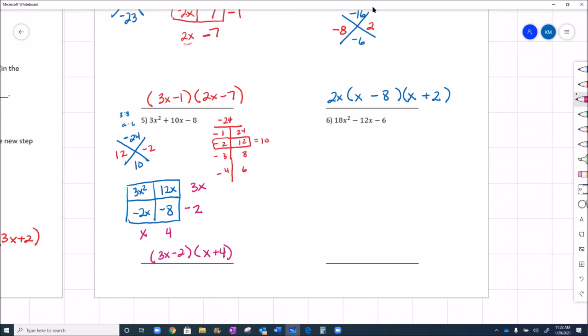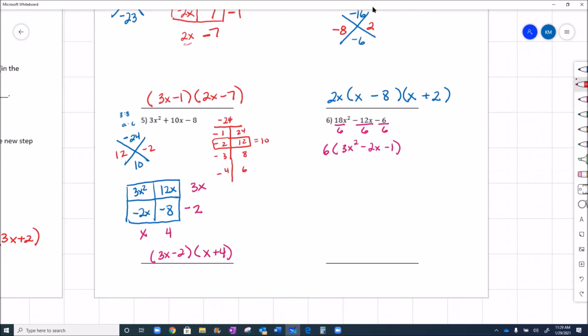Final problem here, we have 18x squared minus 12x minus 6. As we look through 18, 12, 6, they all are factors of 6. Or 6 is a factor of all of them. And so we can take 6 out. So when we take 6 out, we have 3x squared minus 2x minus 1. Look at that. Even though we took out a GCF, we still have a as 3. So we took out a GCF, but we still have to use the x box method.